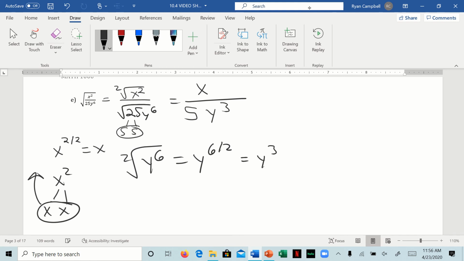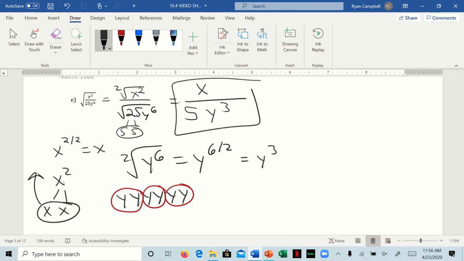And again, if you want to see that, there's 6 y's multiplied together. So there would be 3 groups of 2. So this is where we would get y cubed. And that's our final answer.